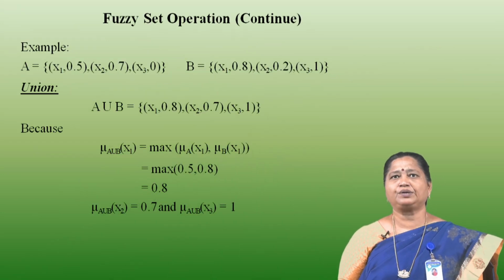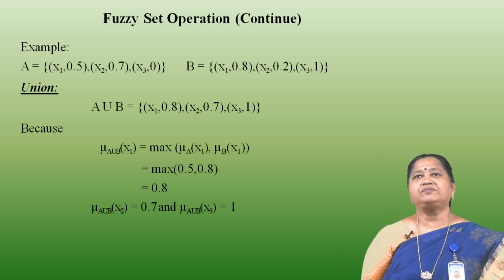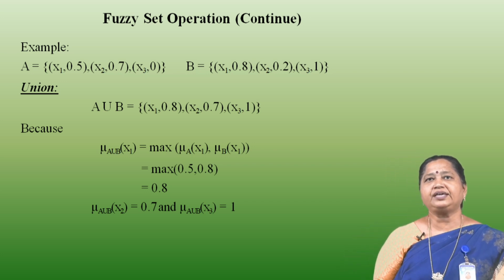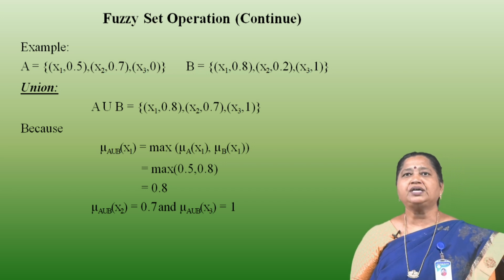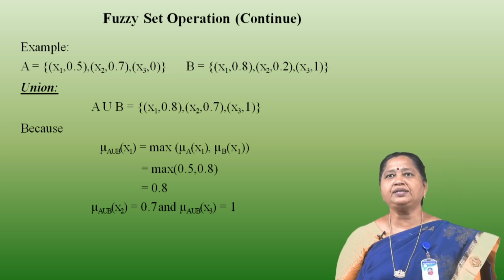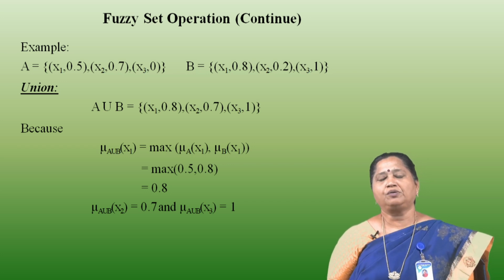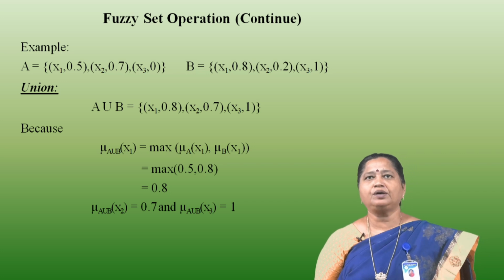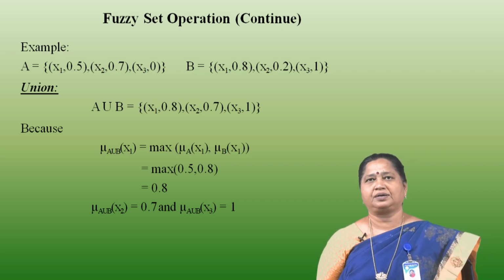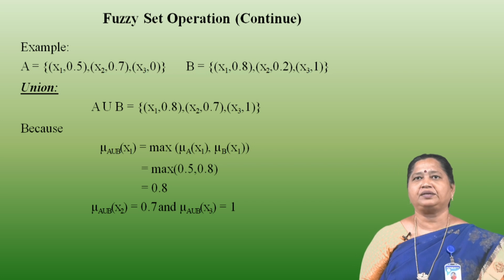Next, fuzzy set operation example. It is given A equals {(x1, 0.5), (x2, 0.7), (x3, 0)}. B is nothing but {(x1, 0.8), (x2, 0.2), (x3, 1)}. Now, we will take the union of these two sets, that is A and B.